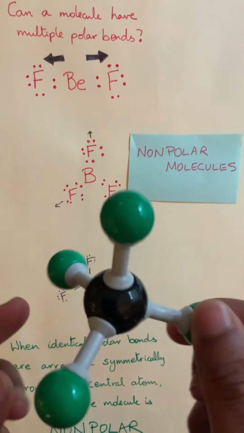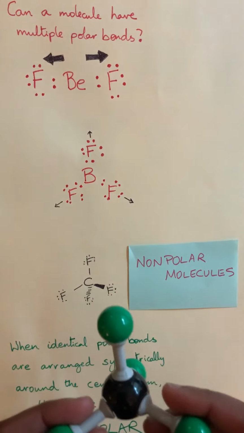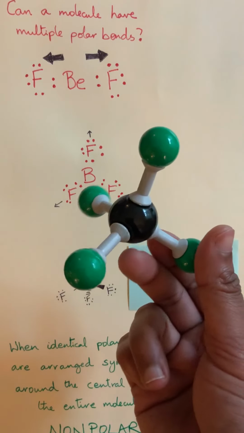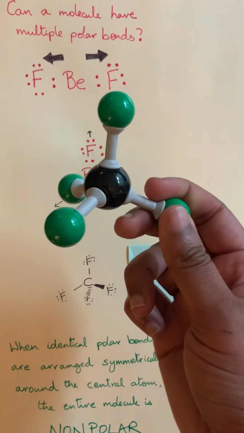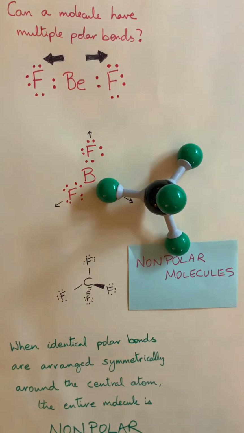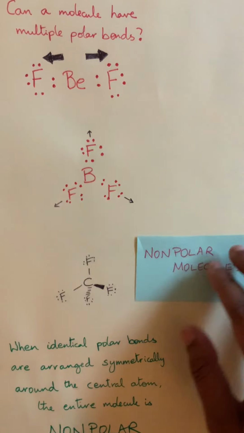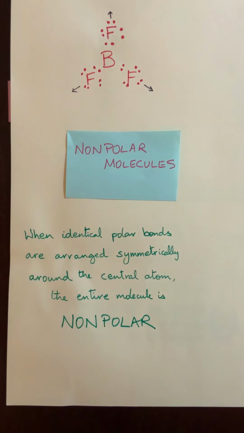But what about the overall molecule itself? The overall molecule itself is nonpolar because they're all pulling at a 109.5-degree angle. So they all cancel each other out, and this molecule becomes nonpolar. So how do you know when you have nonpolar molecules?